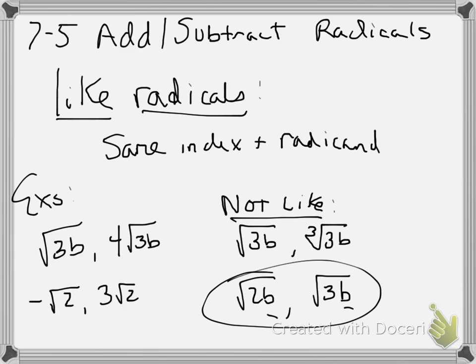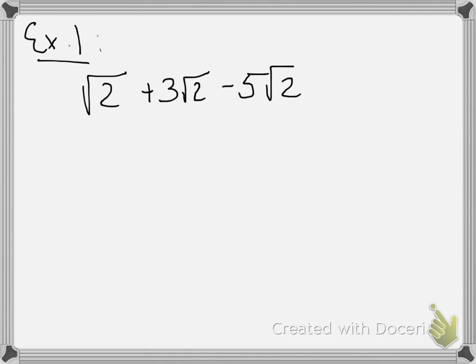All right, so let's do some examples of adding and subtracting. So the first example: square root of 2 plus 3 root 2 minus 5 root 2. We'll start with a very basic example. These are all like radicals because they all have a radicand of 2. So the way we would combine these is we're just going to combine the outside numbers. Now, first off, remember there's no number in front of the root 2, so that's like an imaginary 1.